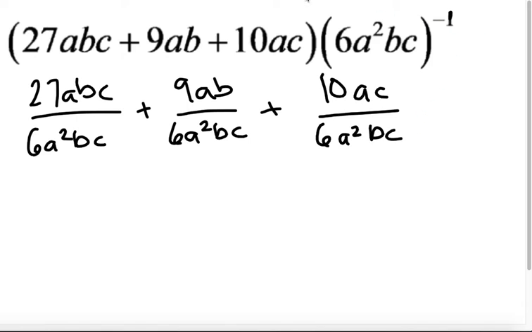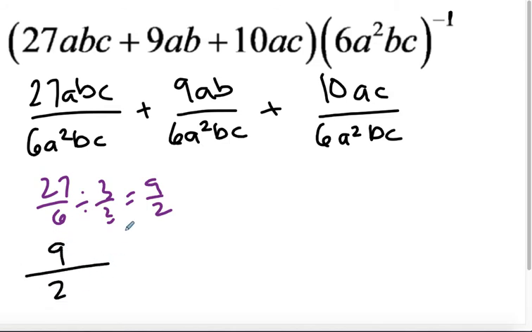Okay, let's reduce. 27 and 6 divide by 3, and you'll get 9 over 2. Our a's, a to the first and a to the second, divide, and I'll get a to the negative 1. I know anything raised to a negative power belongs in the denominator. My b's will cancel out and my c's will cancel out, so that's easy.